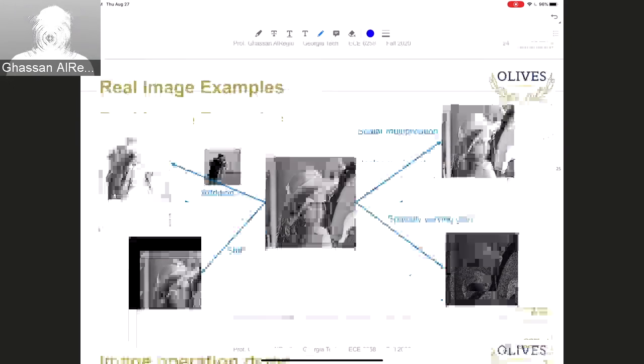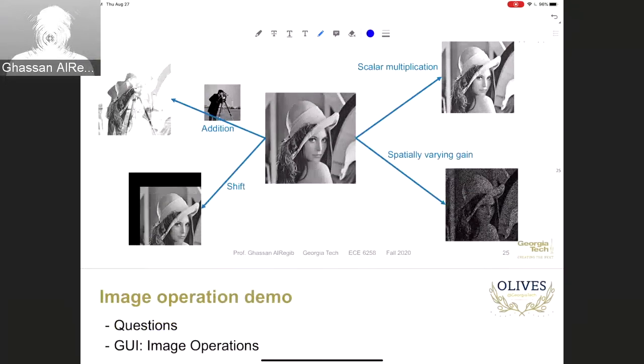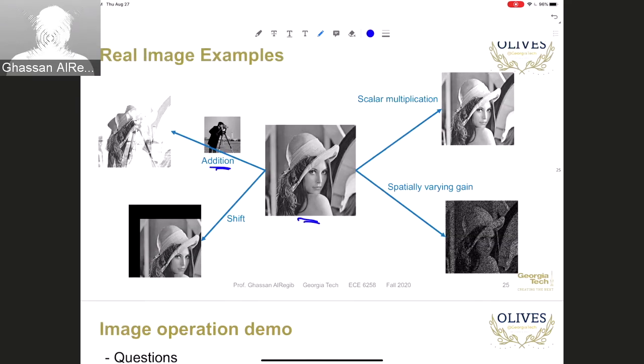So here are some examples on the linear image. This is the linear image. You add a one-by-one operation with the cameraman, and you get this image here, as is obvious. You have a shift, and you get this image here. I'll come back to this in a minute. And then you have a scalar multiplication.